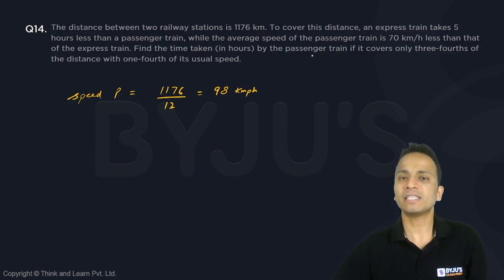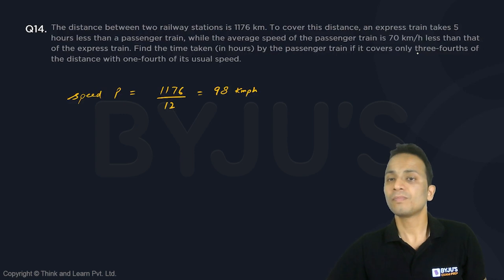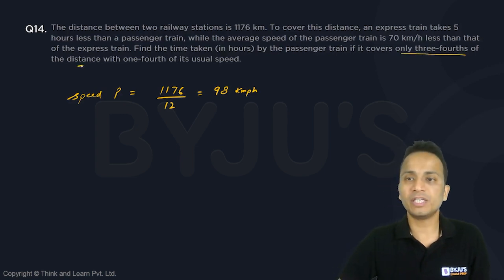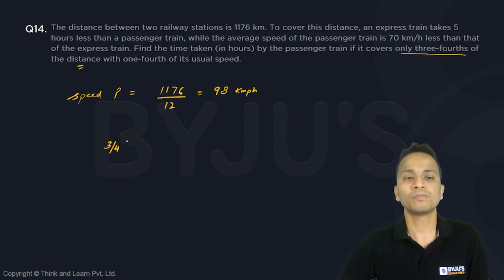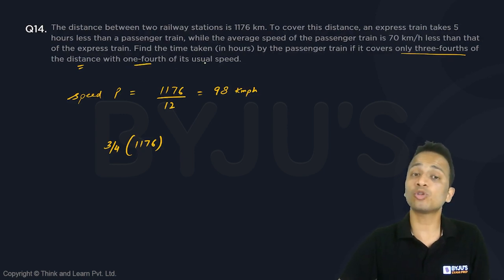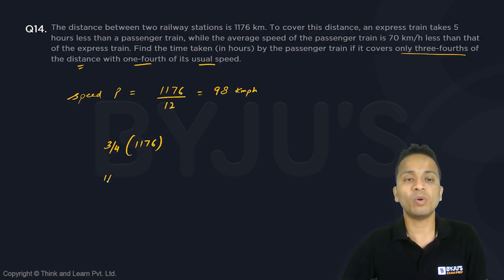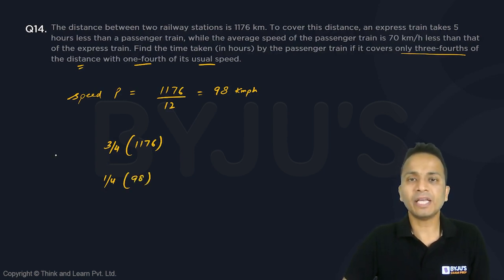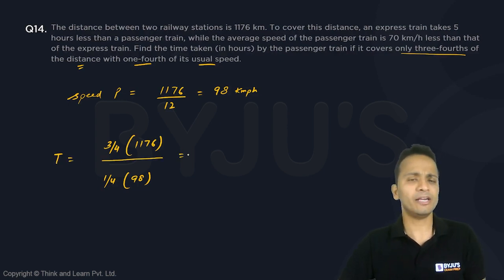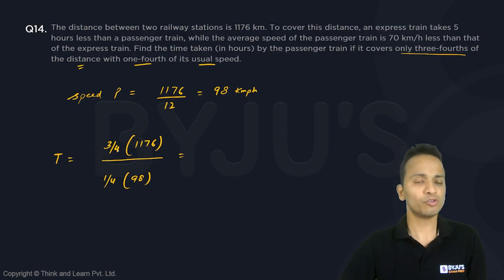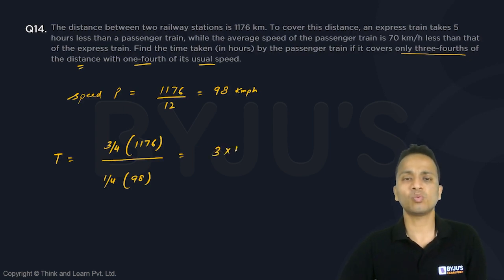Now this is the speed. Now they're asking to find the time taken by this train to cover only 3/4 of the distance. So 3/4 of the distance, that means distance covered will be 3 by 4 of 1176 at a speed which is 1/4 of its usual speed. So the speed will be 1 by 4 of 98. So the time taken will be equal to the distance divided by the speed, and you can simplify this and get the answer. So 4 will get cancelled, so it will be 3 times 1176 divided by 98.